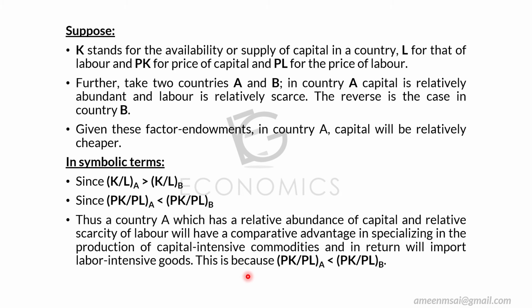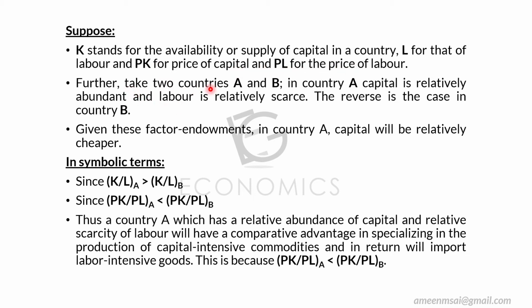So we are going into an example. Suppose K stands for the availability or supply of capital in a country, and L for that of labor, PK for price of capital, and PL for price of labor. Okay, so K for capital, L for labor, PK for price of capital, and PL for price of labor.